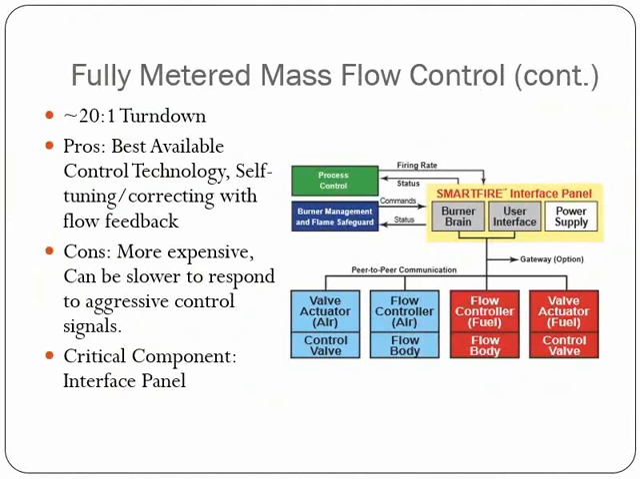We do have a question. Maybe I misread it earlier. Why is parallel position and jack shaft control capable of 40-to-1 and fully metered only capable of 20?